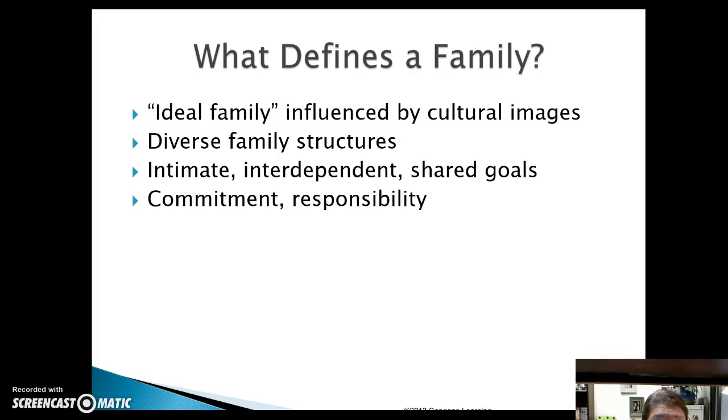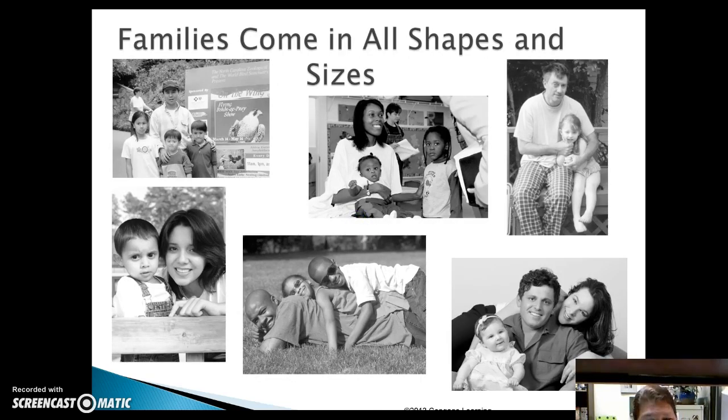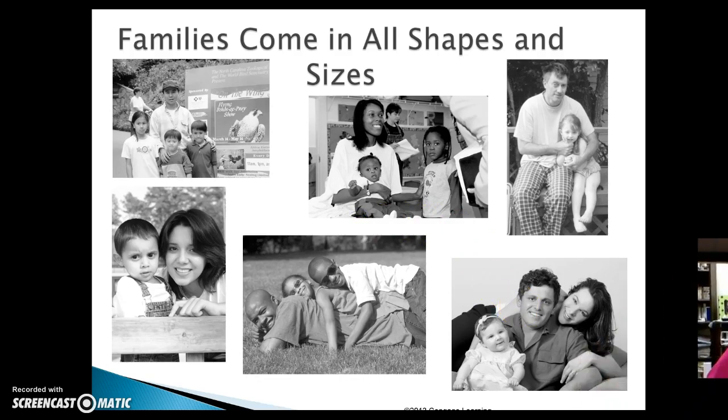A child who lives in a foster family has a family, and that may include their foster family, but it may also include the family that is their home family, the family that they miss, and this certainly will affect your classroom. Look at this picture. You will see that families come in all shapes and sizes.